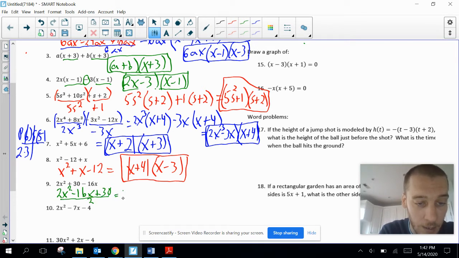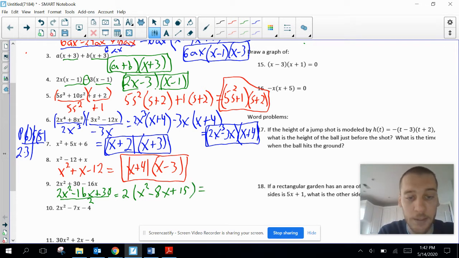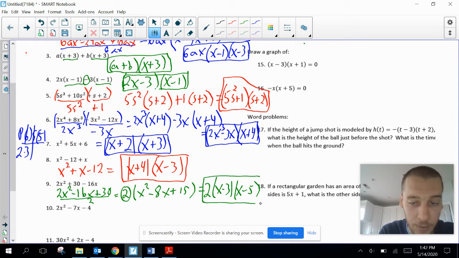So when I take out my 2, I'm left with just x squared minus 8x plus 15. And now I'm looking to do my product sum chart. So what multiplies to be 15 but adds to be negative 8 is going to be negative 3 and negative 5. So don't forget this guy. My final answer is going to have the GCF. And then the two numbers that multiply to be 15 but add to be negative 8 we said was negative 3 and negative 5. Final answer. Don't forget the GCF that we took out from the very beginning.